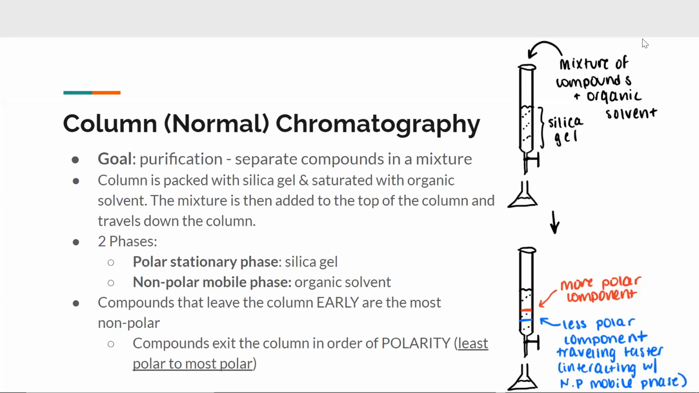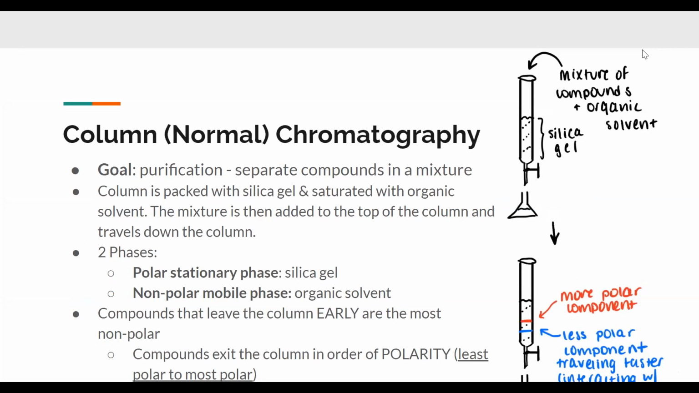So the compound that exits the column first will be the most nonpolar. This is similar to TLC. The most nonpolar compound travels faster and farther. As we can see in the drawing to the right, the more polar component is slower, so it will leave the column last because it is interacting with the polar stationary phase. So compounds exit the column in order of polarity, from nonpolar to most polar. Like I said before, the mnemonic: polar is lower and slower. Next slide, please.